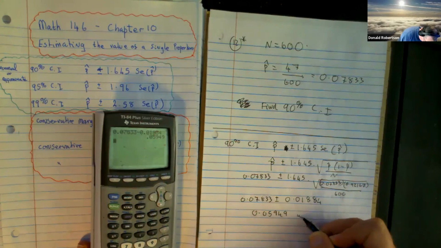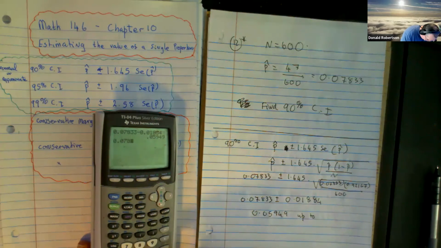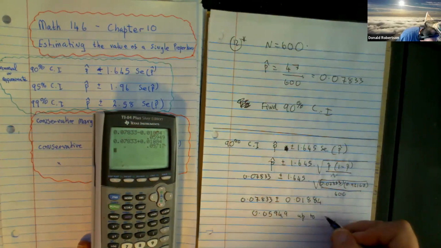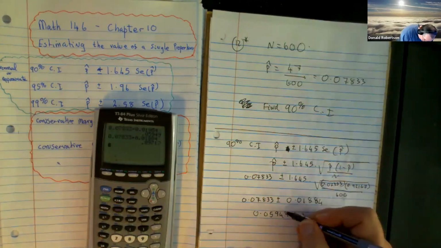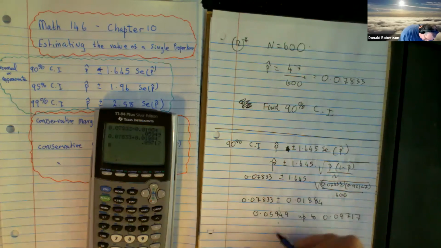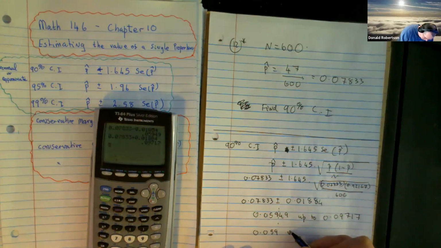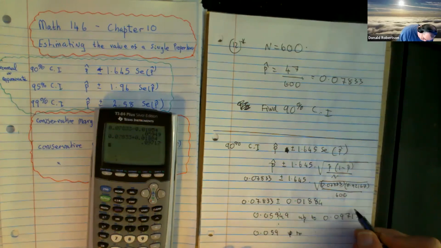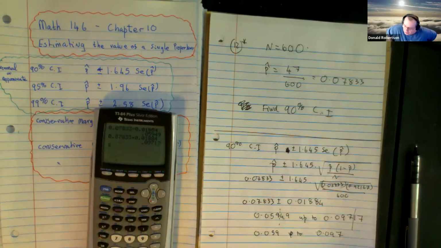0.05949 up to 0.07833. Add 0.01884. In this case, it's going to be up to 0.9717. And let's say that they wanted the answer to 3 decimal places. So you would get 0.049 up to 0.097. Barring a little bit of rounding off, is that the kind of values that you got?